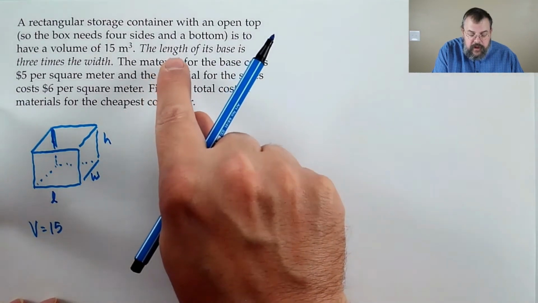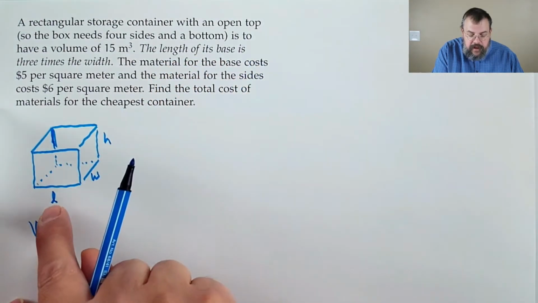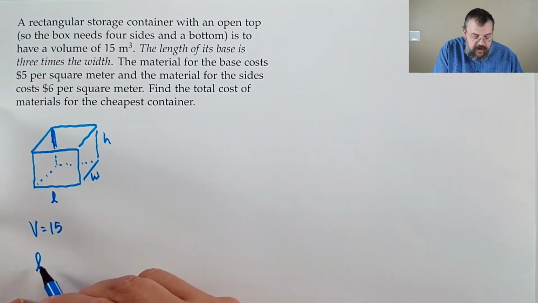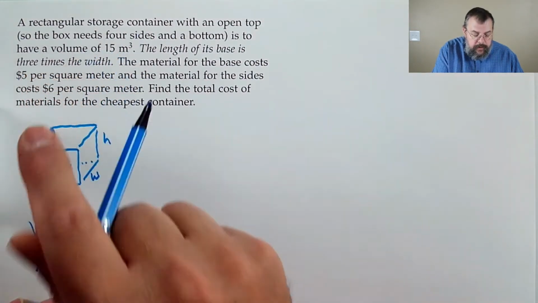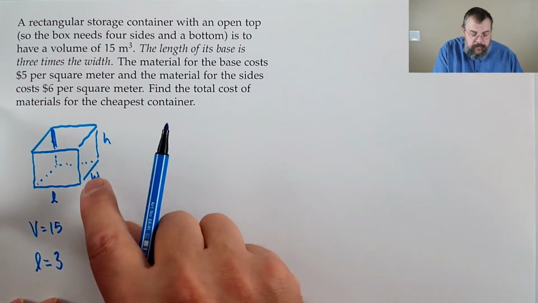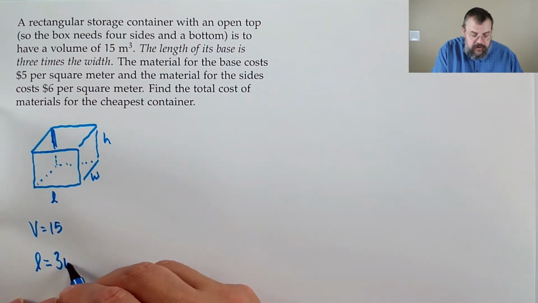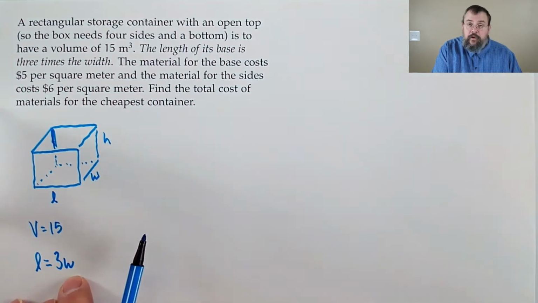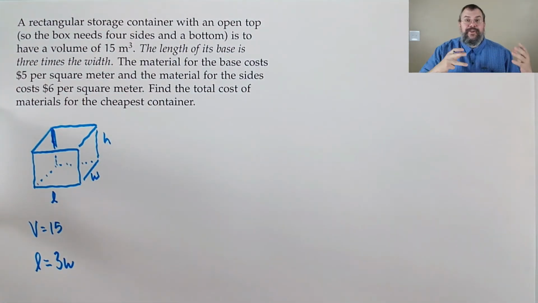So we're told the length of its base, L, is equal, we should be writing this down, L equals 3 times the width, W. So this sentence translates into that formula. See, we're doing our translation from language into math. It's a beautiful translation. Okay, what else do we have?